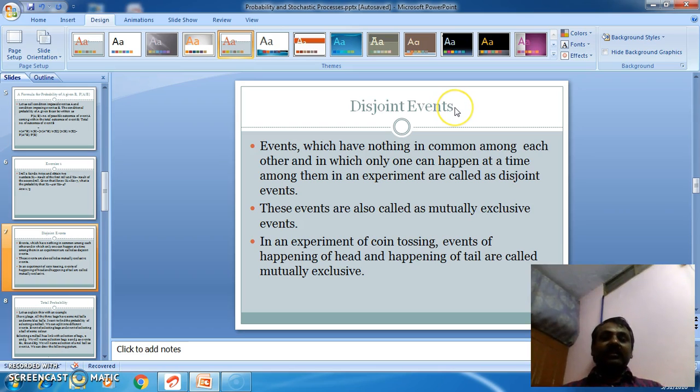Now let's understand the concept of disjoint events. Events which have nothing in common among each other and of which only one can happen at a time in an experiment are called disjoint events. These events are also called mutually exclusive events. In an experiment of coin tossing, the events of happening of head and happening of tail are called mutually exclusive.